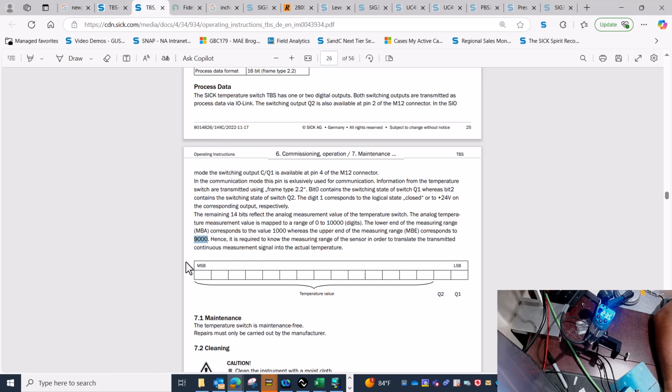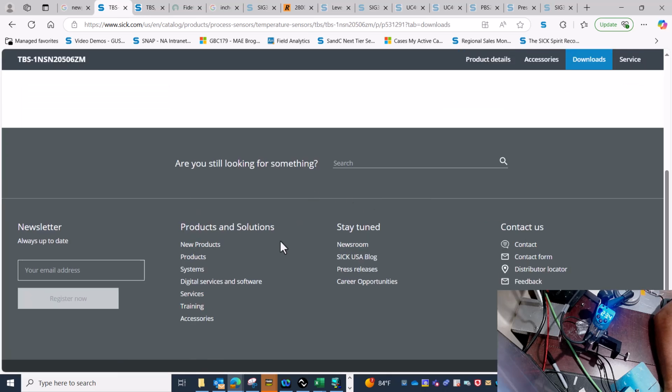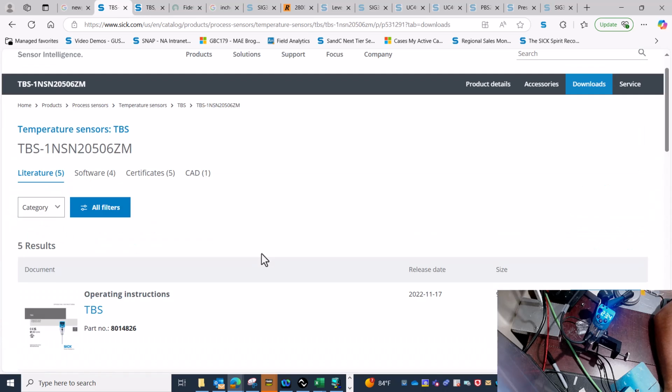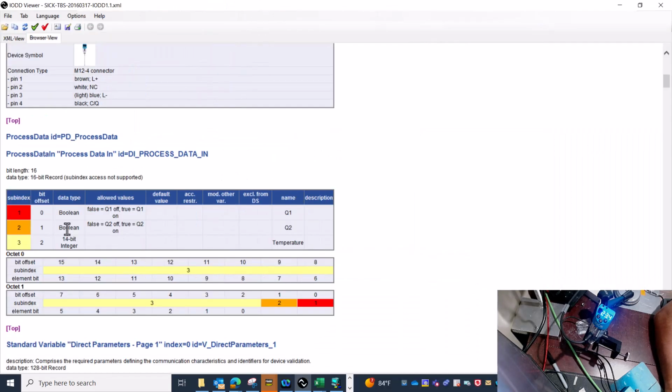It also says something here about the 14 bits for the temperature value, because IO-Link uses 2 bytes, or a word, for Q1 and Q2. If you need to find the IODD file, you can come to downloads here and then software, and then you can grab the IODD file. I've already pulled the IODD file out here, so you can see exactly what it was saying. It comes out as a 14-bit integer.